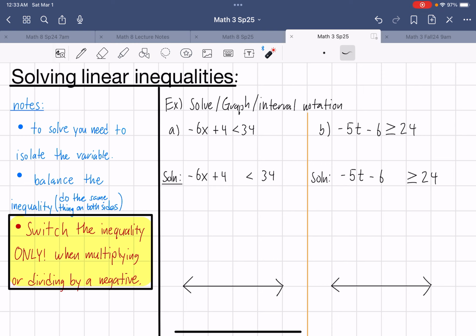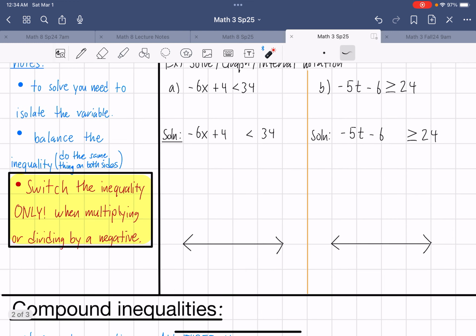But again, we're going to follow all those same ideas. We're going to isolate the variable. We're going to be balancing the equation all the way through. But there's one last major thing that you need to watch out for, and I have it highlighted here. When you're solving these inequalities, there's going to come a time where you might need to multiply or divide the inequality by a negative. That's going to cause you to switch or flip the inequality symbol in question.